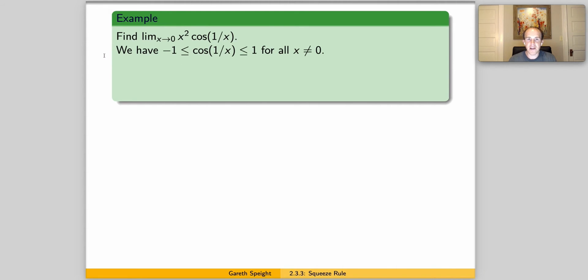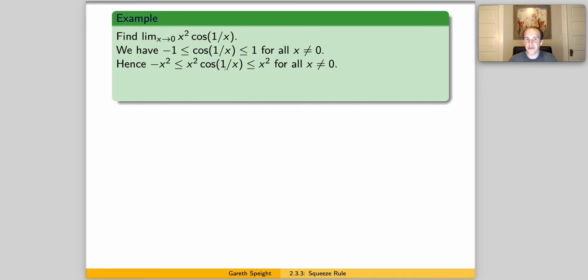Well, we can do that based on what we just wrote for cosine of 1 over x, right? If we multiply every part of this inequality by x squared, which is always positive, that's not going to change the inequality. Remember, if we multiply by positive things, the inequality stays the same. If we multiply by negative things, it reverses. So we can multiply both sides by x squared. And now we're in good shape, right?